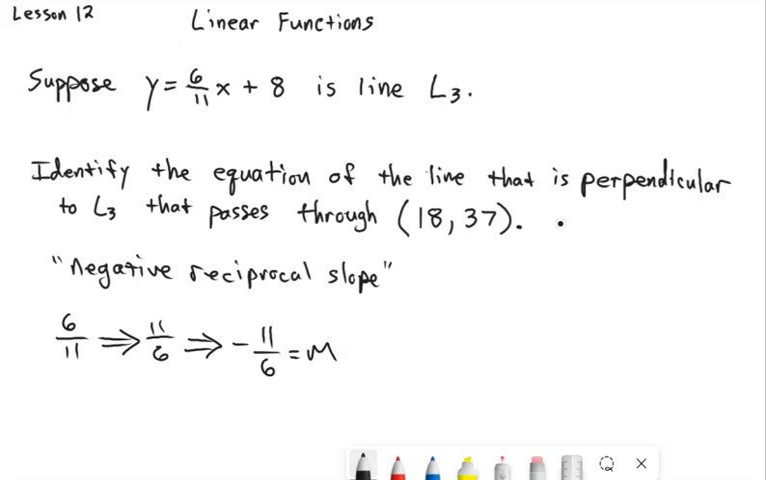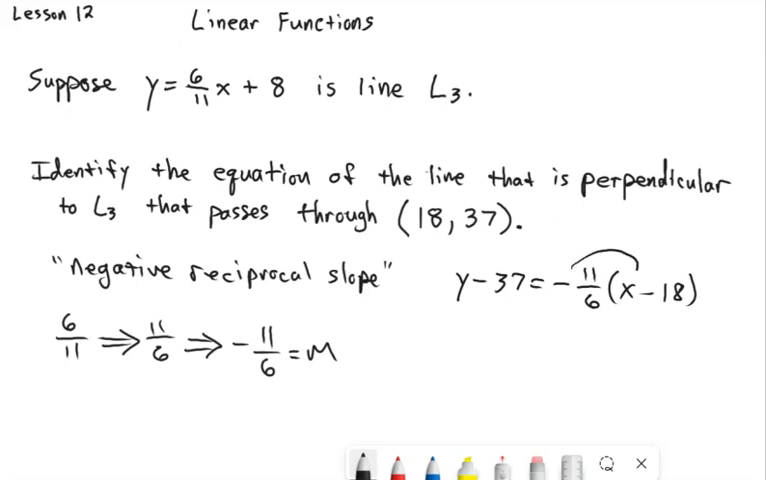So let's do point slope form. So y minus the y value, 37, is equal to the slope of negative 11 over 6 times x minus the x value, which is 18. Okay, so now this is the line in point-slope form. Maybe we're done. Maybe that's all we're supposed to do. But let's say that we need to get the y-intercept, and we also need to show it in slope-intercept form.